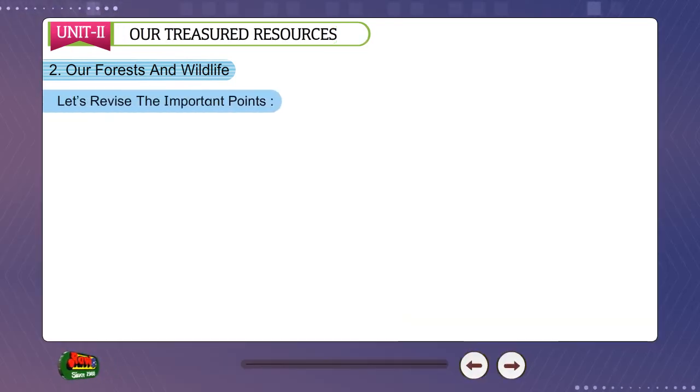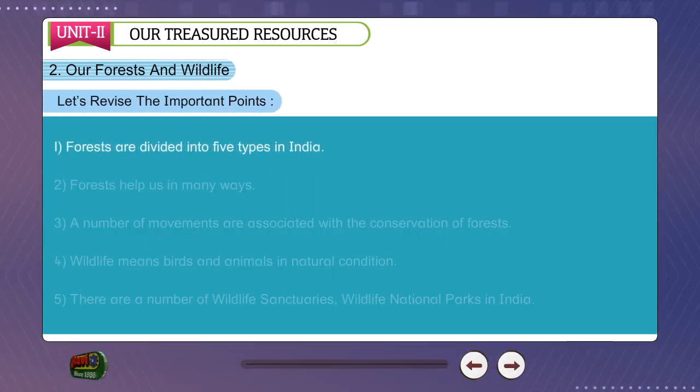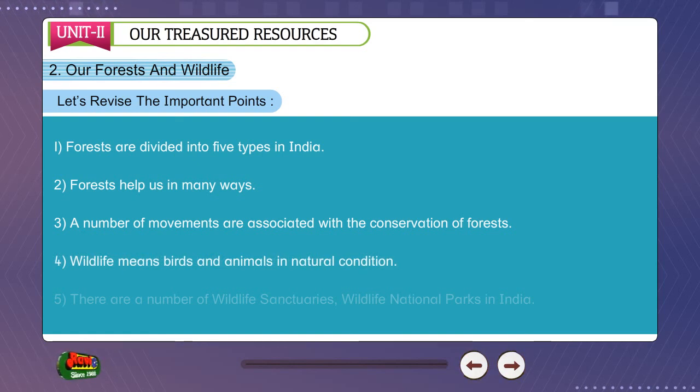Let's revise the important points. 1. Forests are divided into 5 types in India. 2. Forests help us in many ways. 3. A number of movements are associated with the conservation of forests. 4. Wildlife means birds and animals in natural condition. 5. There are a number of wildlife sanctuaries and national parks in India.